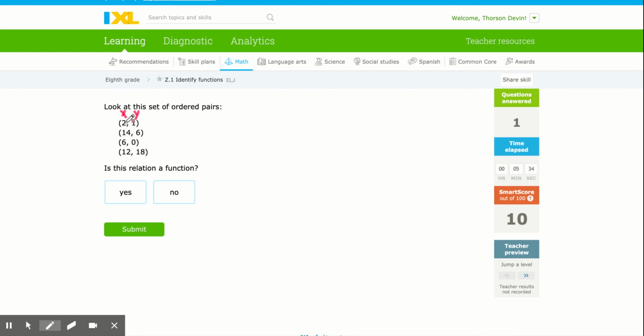But I don't see 2 anywhere else being paired with anything but 1. I don't see a 14 down here being paired with anything else but 6. 6 is being paired with 0 and nothing else. 12 is being paired with 18 and nothing else. And we're always comparing in that direction. It doesn't matter that this y value of 6 is paired with 14 and this x value of 6 is paired with 0. Again, those are not the same. This is an output, this is an input. So this one would be considered a function because we don't have any repetition in x.